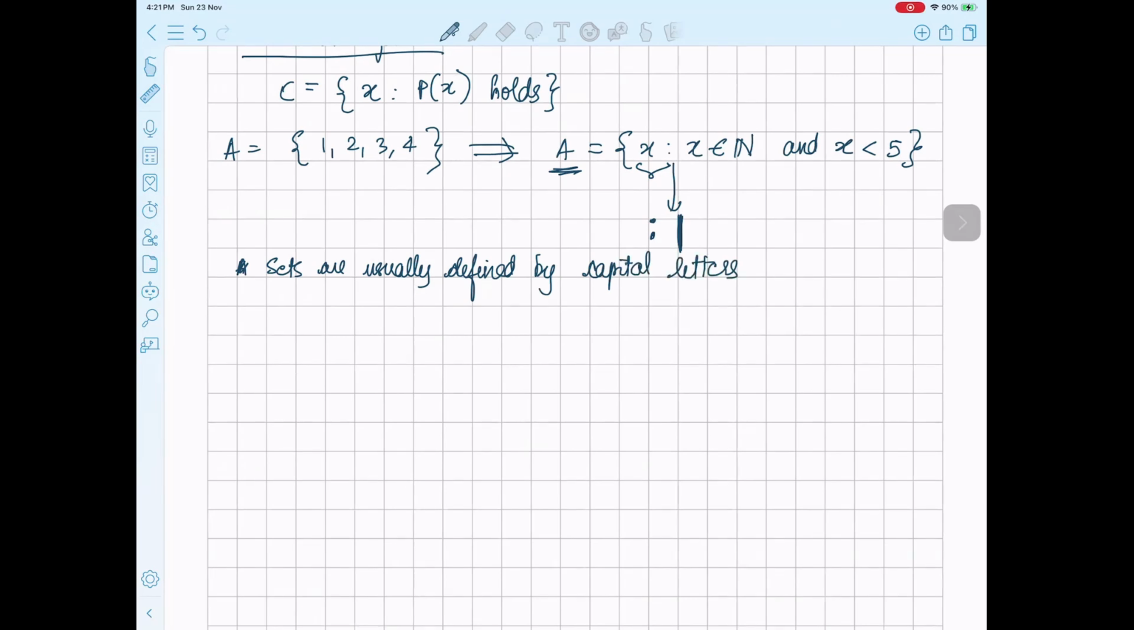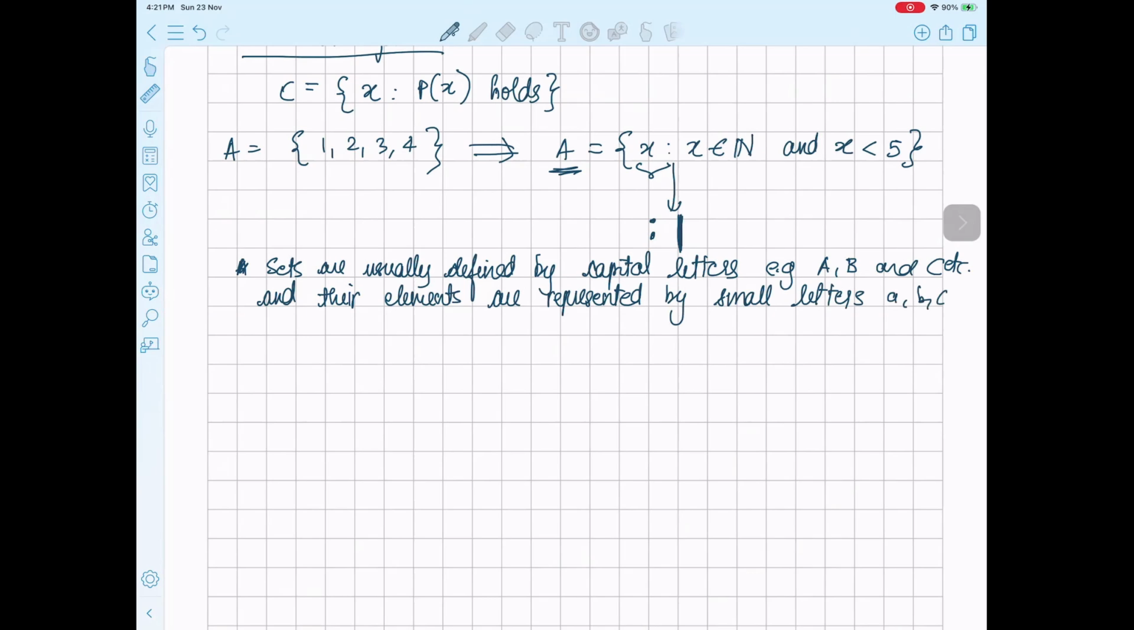Let's say, for instance, A, B, and C, etc. Right? And their elements are usually represented by small letters. And I will use something like, say, a, b, and c respectively, right?